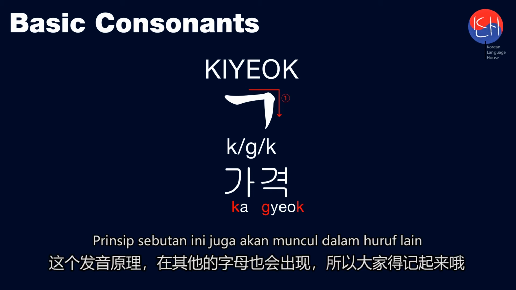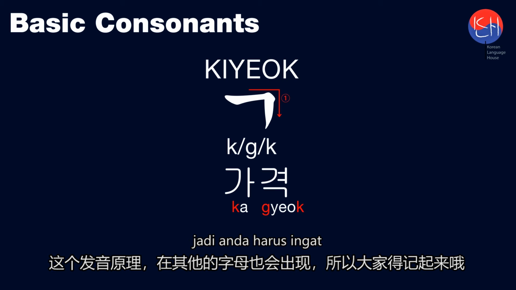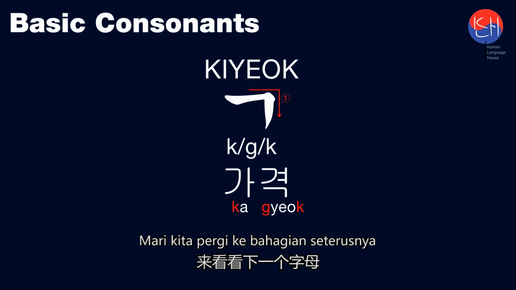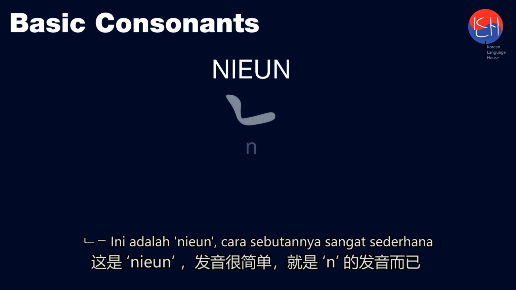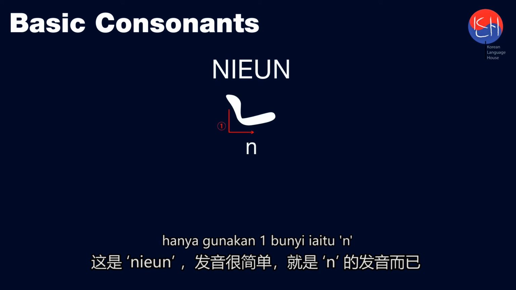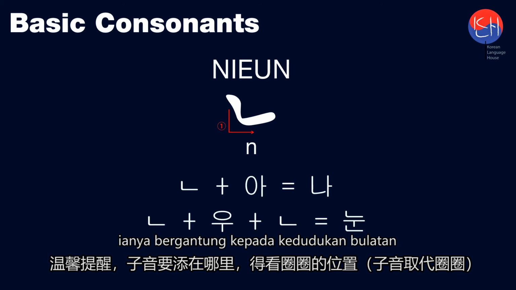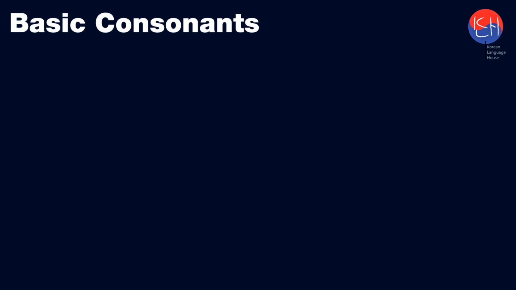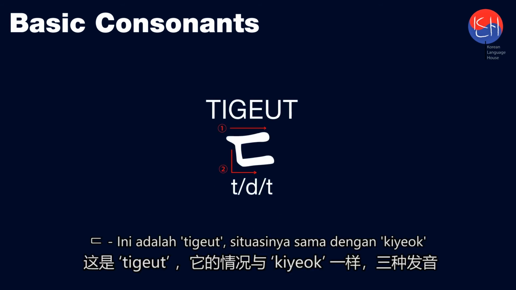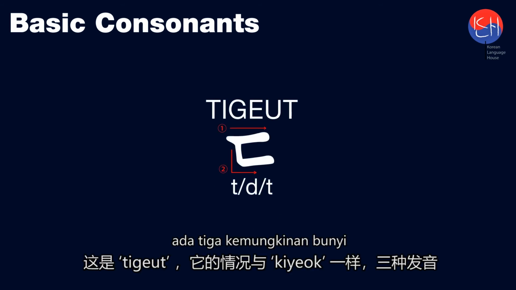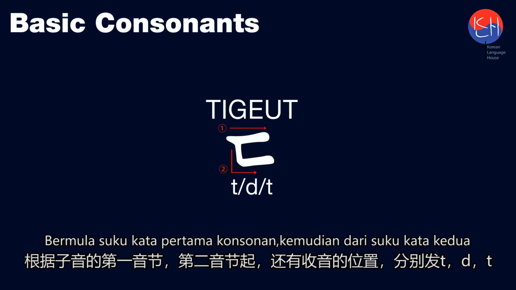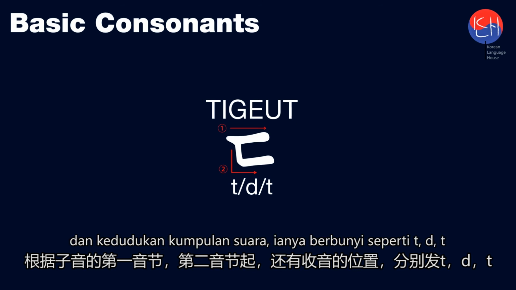Remember this rule as you'll see it with other consonants as well. Now let's move on to the next one. This is 니은. It's pretty straightforward. There's only one sound, the N sound. Again, where it's placed depends on where the circle of the vowel is. This is 디귿. Like 기역, there are 3 possible sounds. The same rule applies. The first syllable, second syllable onwards, and ending consonant.